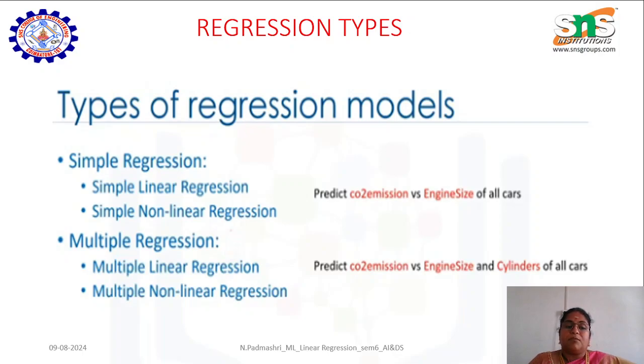The opposite of simple linear is multiple linear regression. So what is that? If I predict the value of the dependent variable y with more than one independent variable, then it is termed multiple linear regression. For example, I am predicting the CO2 emission based on the engine size as well as the cylinders of cars. So based on these two independent variables, I am predicting my output, the dependent variable y, then it is termed multiple linear regression.